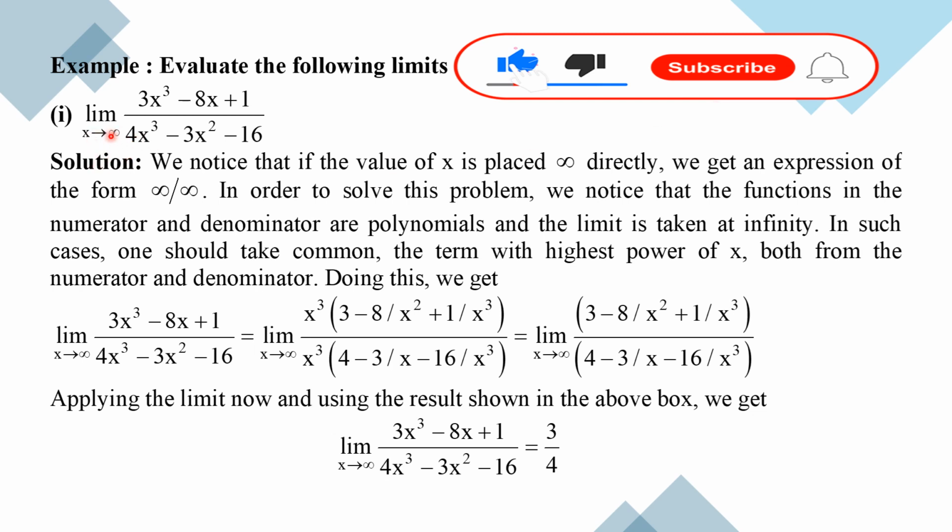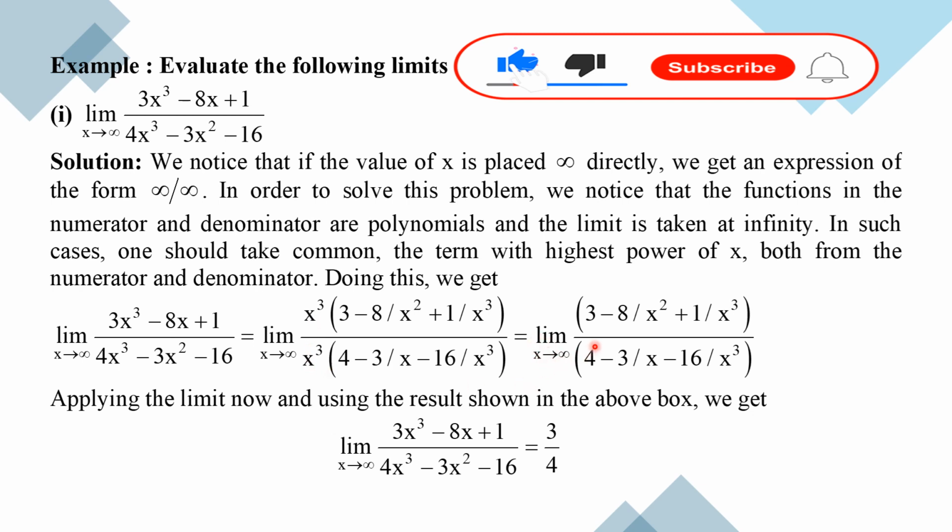Now, example: limit x tends to infinity. If we apply the limit directly, we have a polynomial in the numerator and a polynomial in the denominator, so we get the infinity over infinity form. In that situation, we take the common factor. In the numerator, x cube is common, and the rest is 3 minus 8 over x square plus 1 over x cube. In the denominator, we again take x cube common, so the rest is 4 minus 3 over x minus 16 over x cube. We divide and multiply by x cube in numerator and denominator, and x cube cancels x cube.